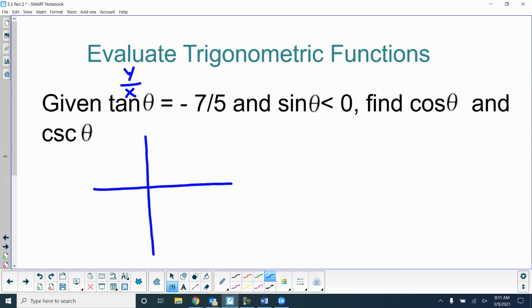Remember, theta's back here, back by the origin. Opposite it are the y's, right? So I have a negative y. Where's the y negative? What 2 quadrants? 3 and 4, right? The x is positive. So we're in the 4th quadrant.